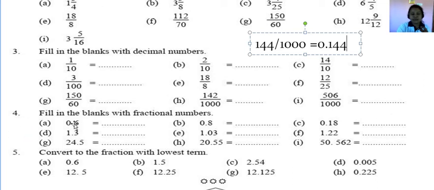Okay, let's see question number 4 then. Fill in the blanks with the fractional numbers. Now you can do it directly, I think. So what you can do, this 0.6 can be written as 6 by 10. A is 6 by 10, B is 8 by 10, C is 18 by 100.